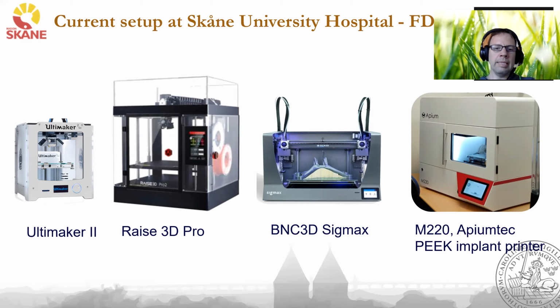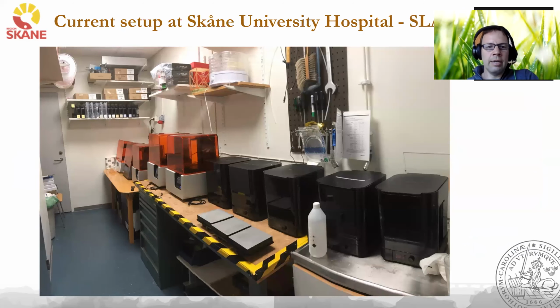Then we bought a BCN Sigmax. This printer has 2 heads, but they sit on the same axis, so you can print 2 things at the same time, either a copy or a mirror. And then we have the APM Tech M220 that we will use for creating PEEK implants, so the medical grade PEEK printer. So these are our FDM machines, the current setup that we have at the hospital.